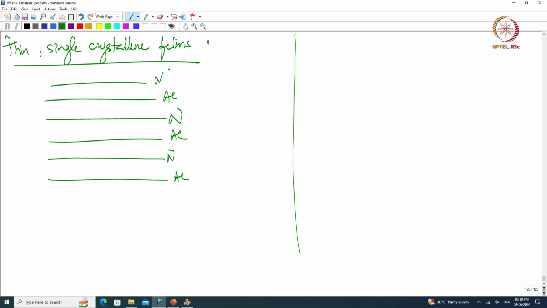Now, I have to end it somewhere, right. So, if I end it at nitrogen, this is what is called an N polar structure, and the spontaneous polarization is assumed. I will make you do the calculation in an assignment. You will calculate that the spontaneous polarization always follows the nitrogen plane. So, the charges end there, right. So, I will always have a positive charge accumulating at the nitrogen plane, right.